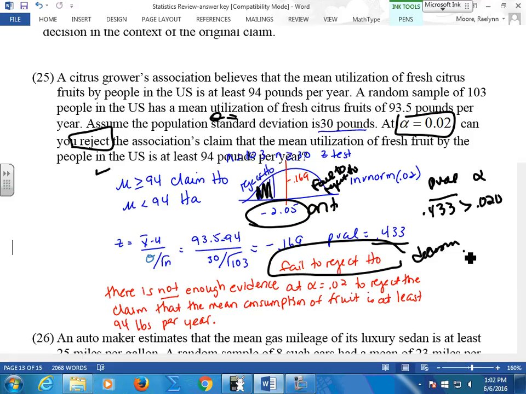So, make sure you give me this. There is not enough evidence at a level of significance of 0.02 to reject the claim, and spell the claim out. Don't just say claim. Spell the claim out.